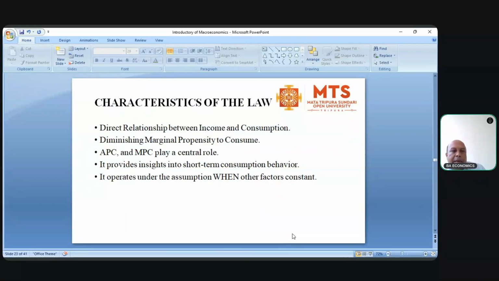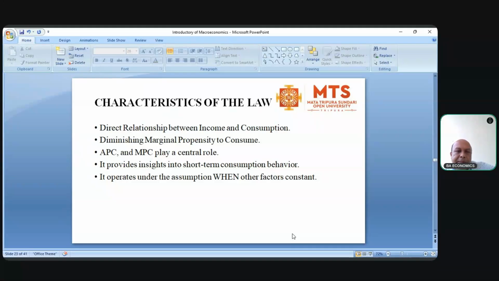Characteristics of this law. These are various features you can identify of this theory, like the direct relationship between income and consumption. This theory discusses the direct relation between income and consumption, which is known as the consumption function. When income increases, consumption also increases, and when income decreases, consumption decreases. You can write this as a consumption function, C = f(Y). Here Y, income, is the independent variable and consumption is the dependent variable. So consumption depends on income.